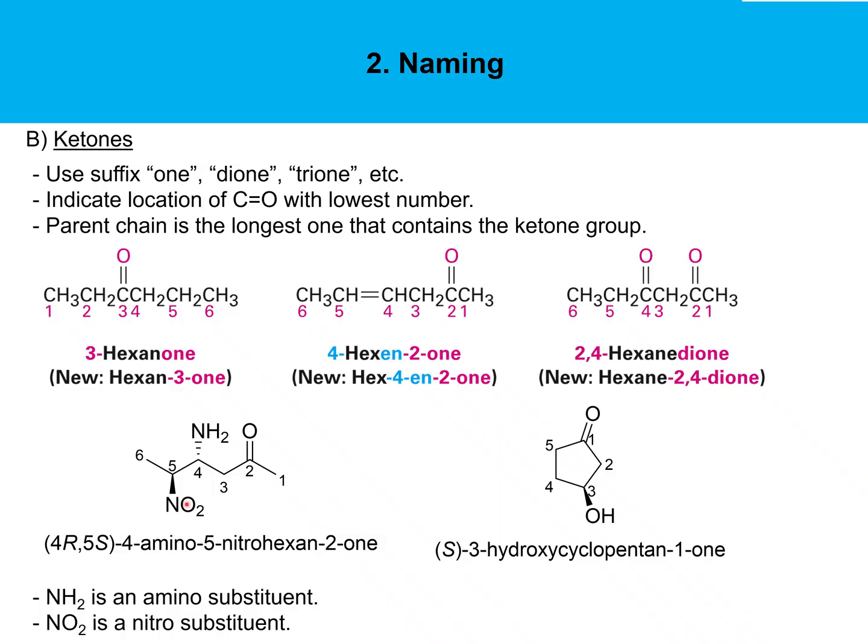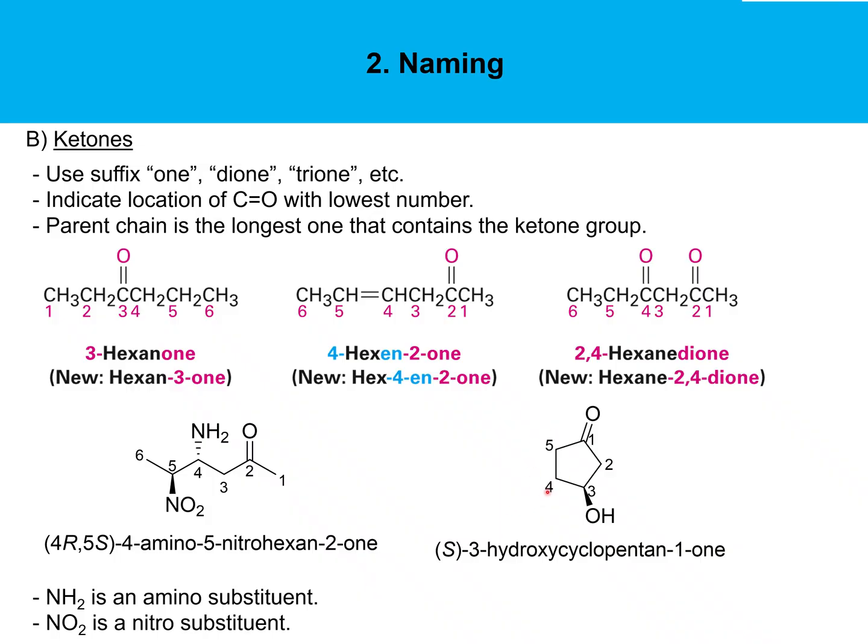And then lastly, we add the stereochemistry. The amino group around carbon 4 gives this R stereochemistry. The nitro group on carbon 5 gives this carbon S stereochemistry. Notice that the amino group is a new substituent that we haven't covered before, so try to add that to your substituent names.